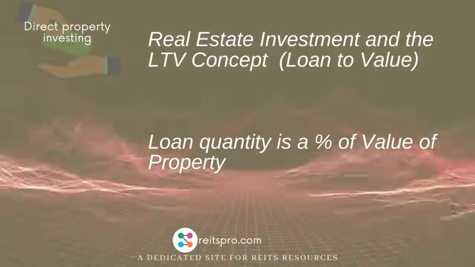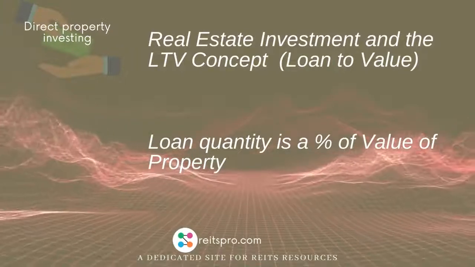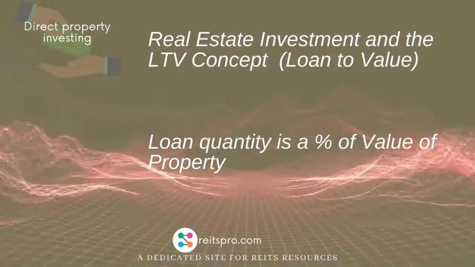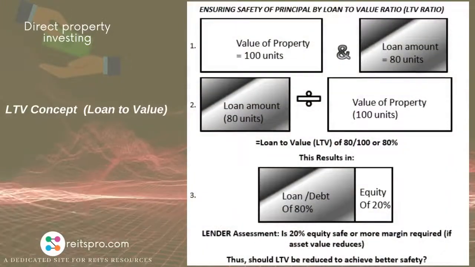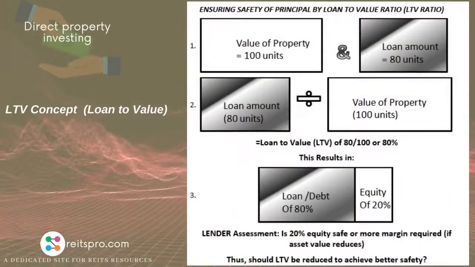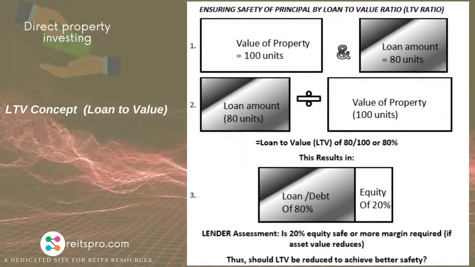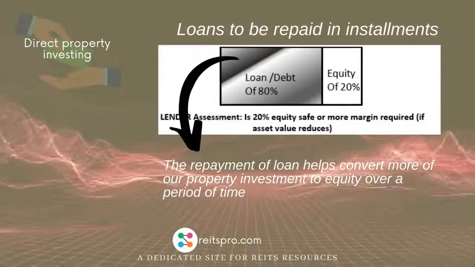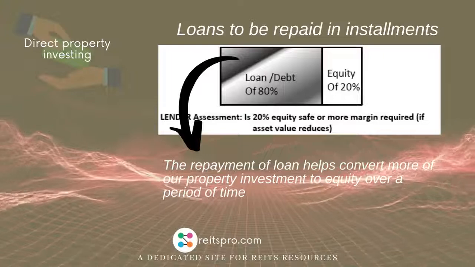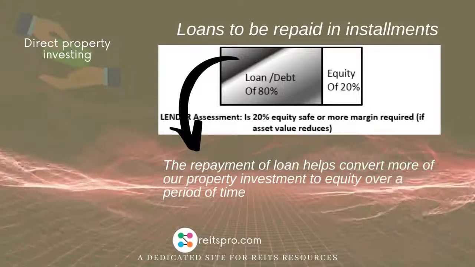So in case of real estate investing, for example, there is something called the LTV, or the loan to value ratio. In most housing loans, we can get up to 80% of loan, and 20% is the kind of equity that one has to put in. This 80% needs to be repaid over a period of time by way of installments or lump sum payments, whatever is decided between you and the lender.